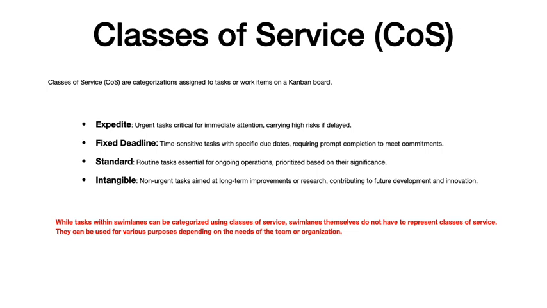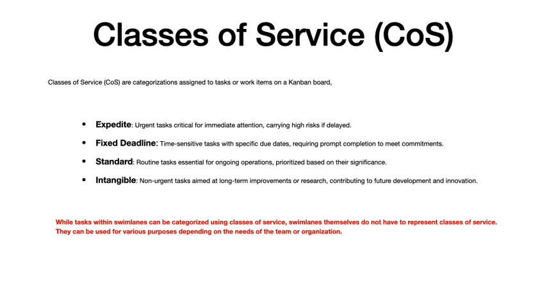Classes of service, on the other hand, are categories assigned to tasks to prioritize and manage them based on their urgency, importance, or other factors. They include categories like expedite, fixed deadline, standard, and intangible. Expedite. These are urgent tasks that require immediate attention and should be prioritized above all others. They usually have a high cost of delay, meaning that delaying them would result in significant negative consequences.